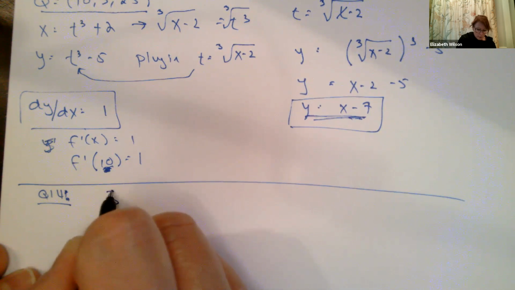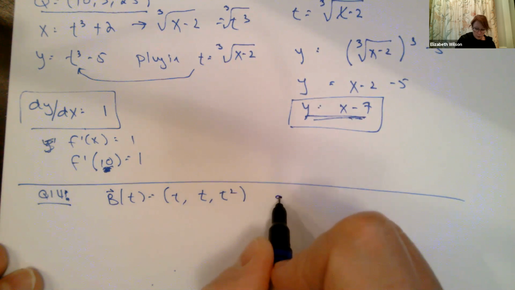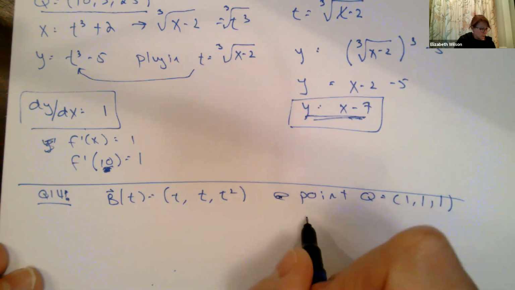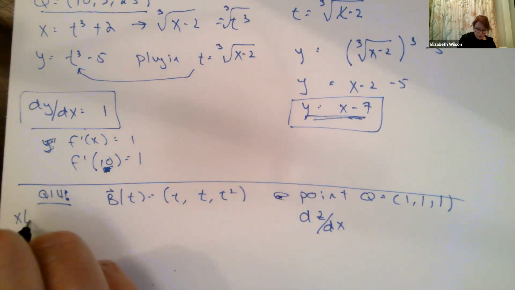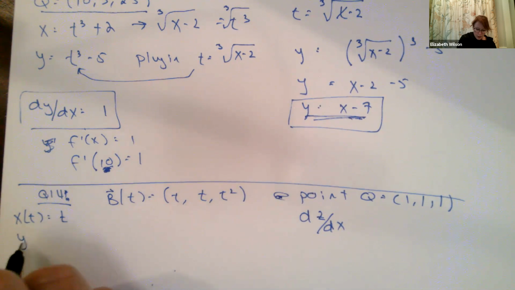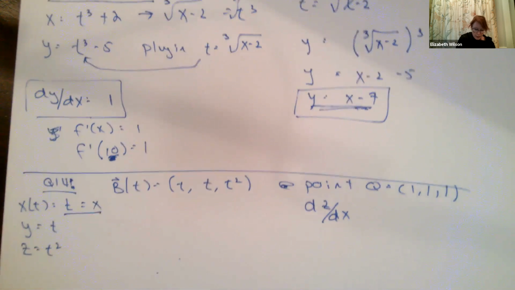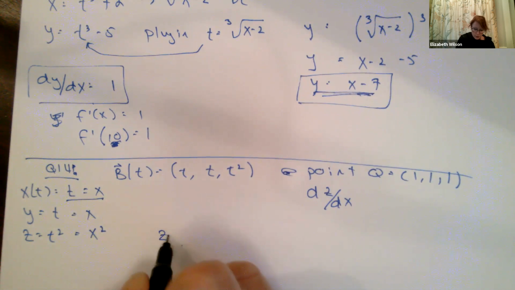So this is b of t equals t squared, and we're doing this at point q equals 1, 1, 1, and we're looking for dz dx. So now let's do this out. My x of t equals t, my y equals t, and my z equals t squared. So I want z in terms of x. If I plug in x for t, this is going to be x squared. So z equals x squared.